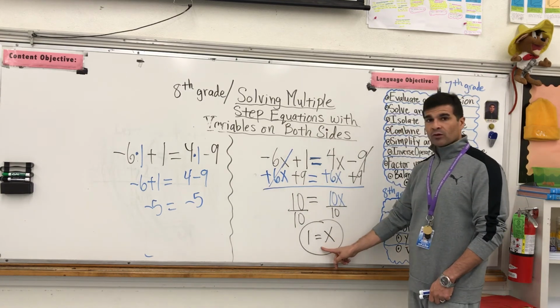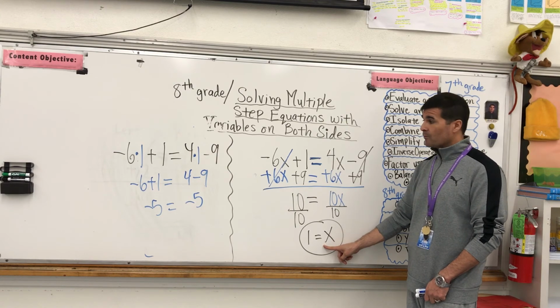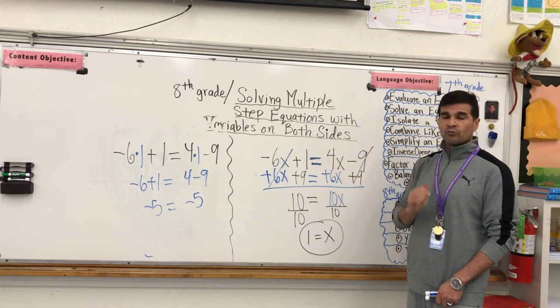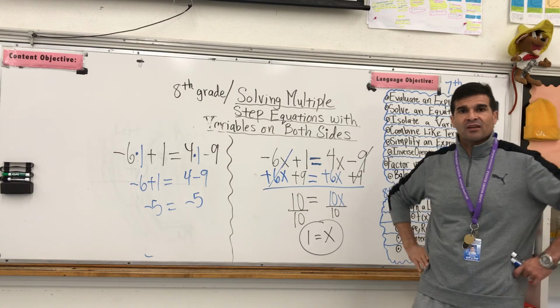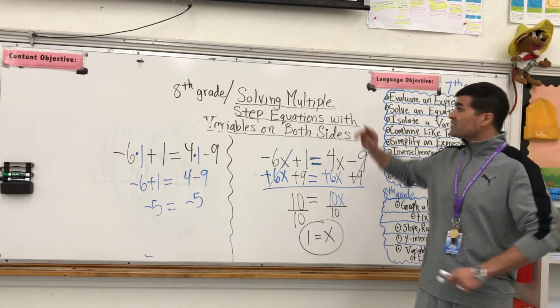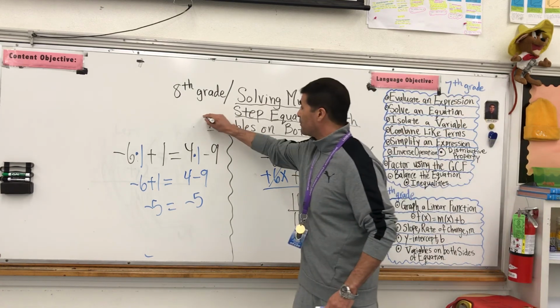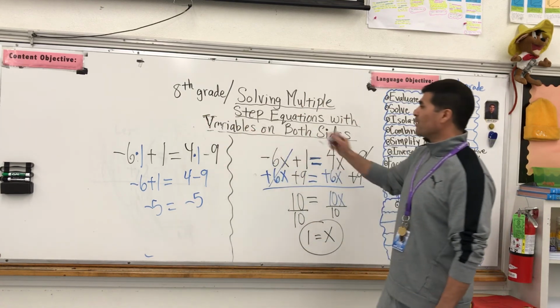If x is equal to 1, and this is the only answer x could be equal to, both sides of this equation will be the same. And that's how you can evaluate your expression after you isolated the variable. Well, this is our introduction, and we'll be studying this more when you have variables on both sides of the equation.